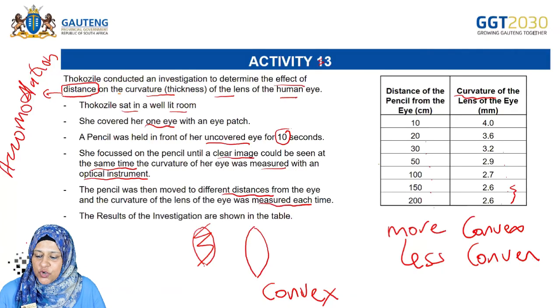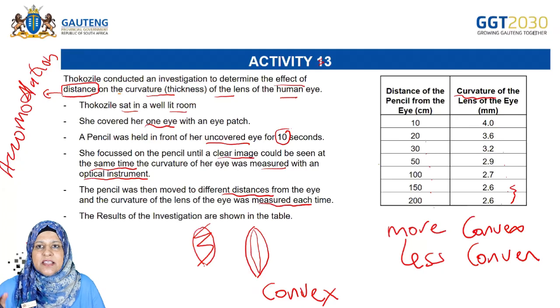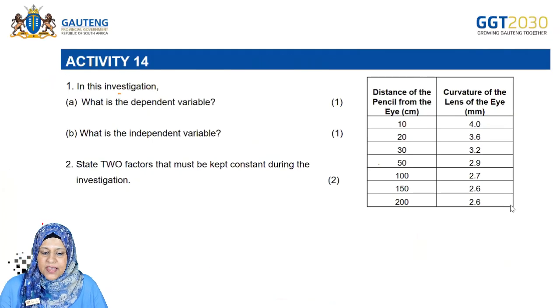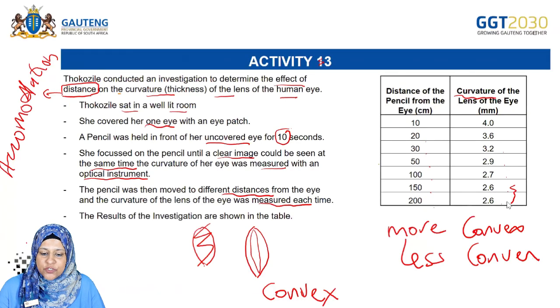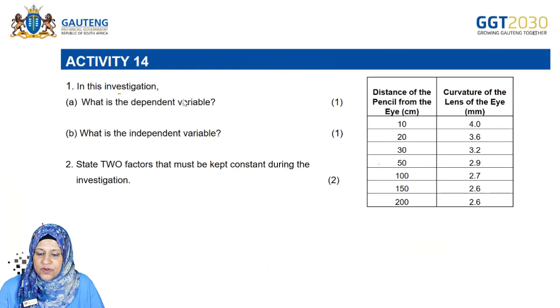So the results are shown in the table below, and you can see the curvature of the lens was more convex, and then it became less convex. Can you see from 4 millimeters, it went down to 2.6. So we've unpacked the data. Now, what is the dependent variable? So I want to go back. An investigation was conducted to determine the effect of distance on the curvature of the lens. Right. So let's go forward.